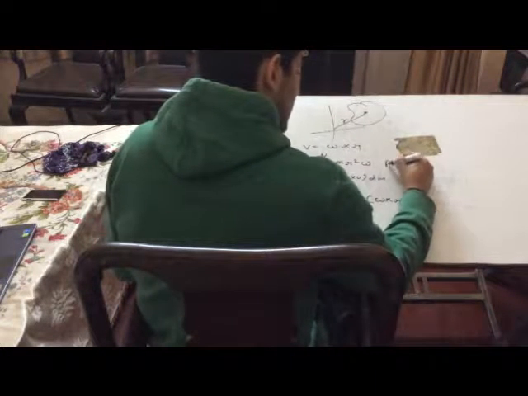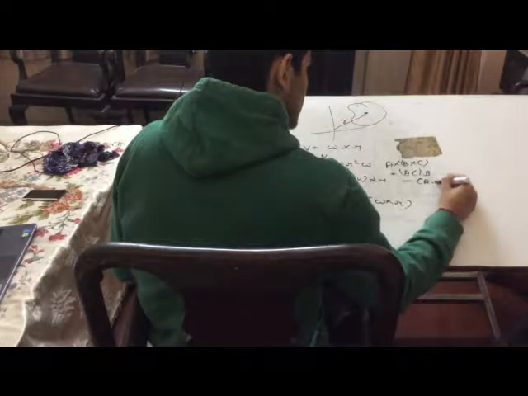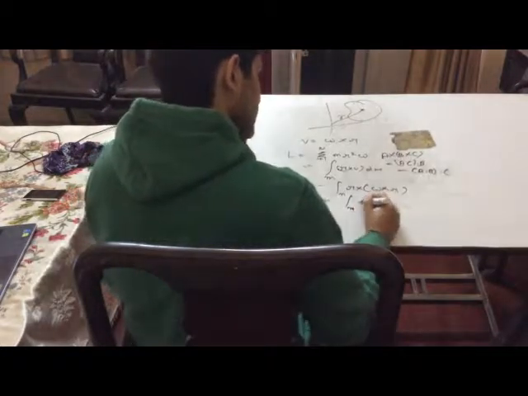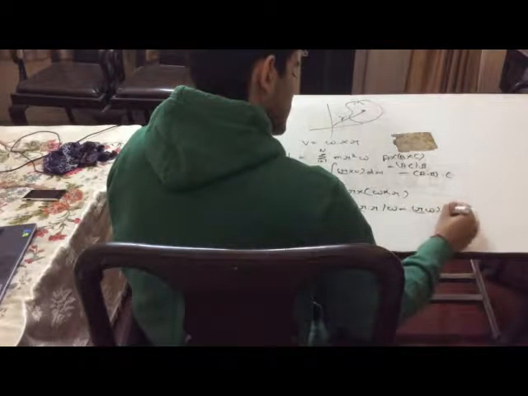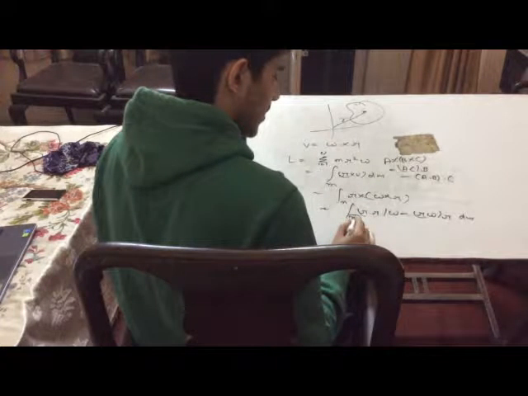As v equals omega cross r, we have r cross omega cross r times dm. Now we know that a cross b cross c equals b times a dot c minus c times a dot b. So we can simply write this as r dot r times omega minus r times omega dot r, integrated over the mass m, dm.